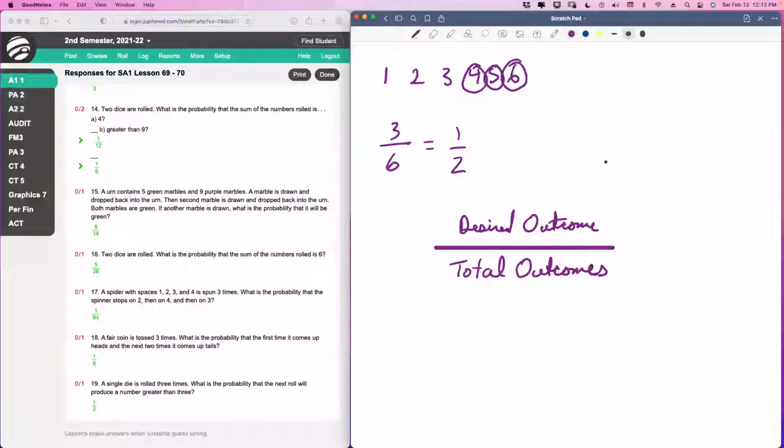All right, that is all for lesson 70. I hope this has really helped you. If you still have questions, please let me know. But go back and do lesson 70 or redo lesson 69, 70, and bring your grade up, because I know that you can do this.